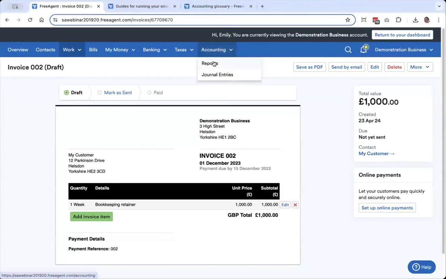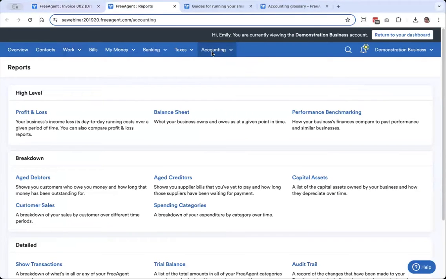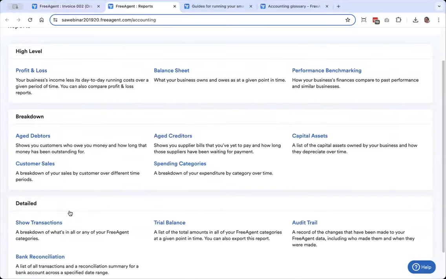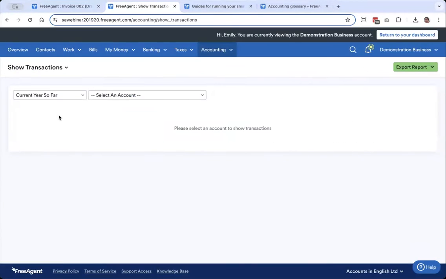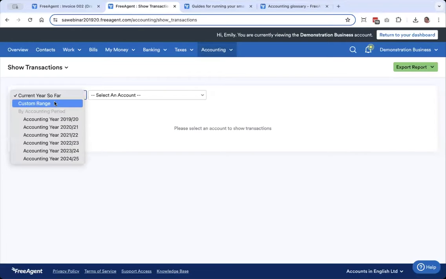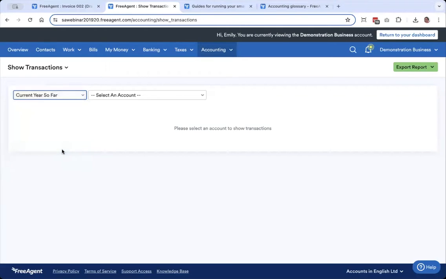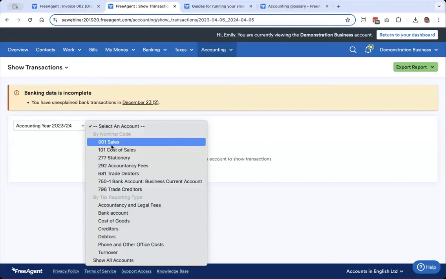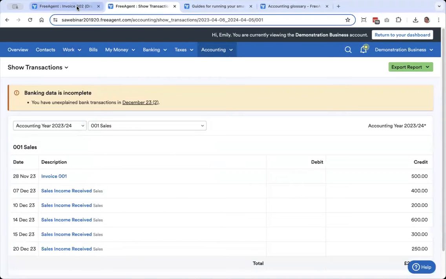So we don't want it to do anything in our accounts. How we can see whether it has done anything in our accounts is to go to Accounting and Reports in FreeAgent and go to this really handy report here called Show Transactions, which is basically a list of all the transactions in all the different categories in your accounts. So suppose I were to say that I want to see the sales category. That invoice I created there, invoice 002, there's no sign of it because, as I say, that invoice is in draft.